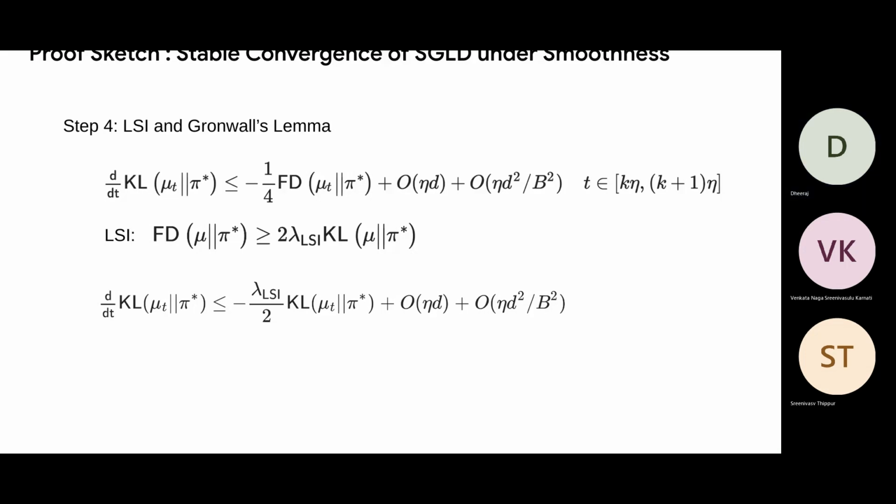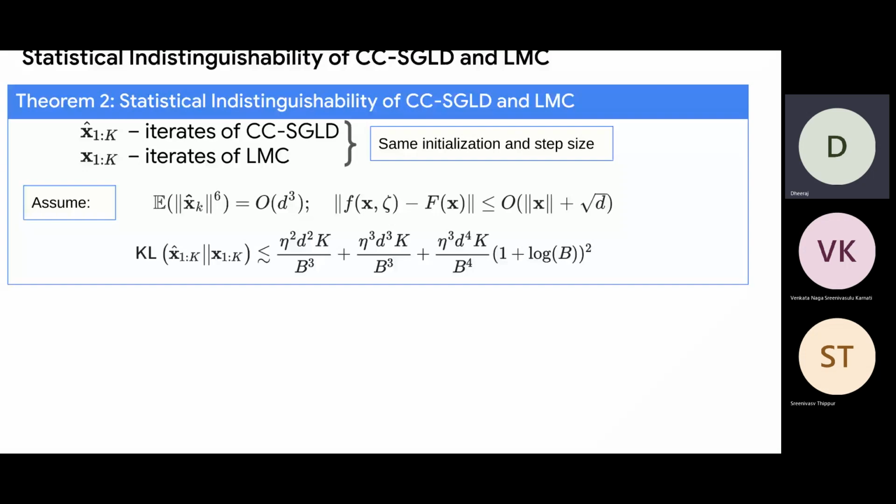Okay. So let's look at the analysis of covariance corrected stochastic gradient Langevin dynamics and LMC. Here we can't write the EVI so easily. We use a slightly different proof technique, and here the CLT actually shows up in a much more prominent way. Let's say that x hat 1 to k are the iterates of CCSGLD, and x 1 to k are the iterates of Langevin Monte Carlo. We have the same initialization and same step size. We want to show that the trajectory of the first and the trajectory of the second are almost indistinguishable.